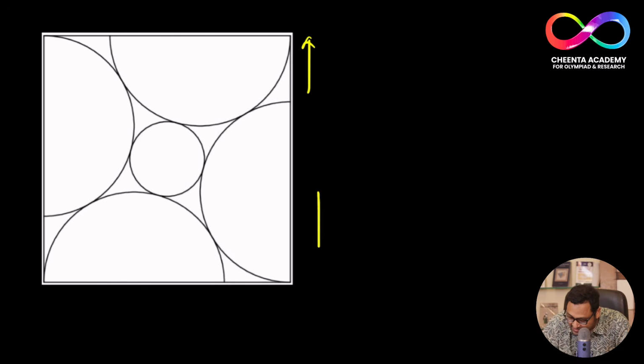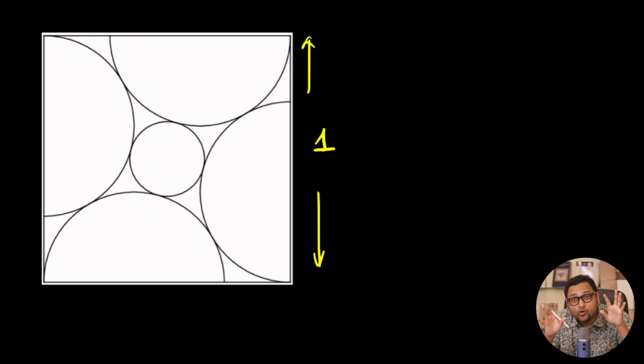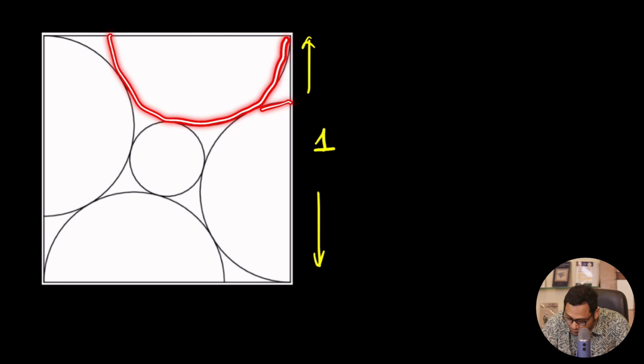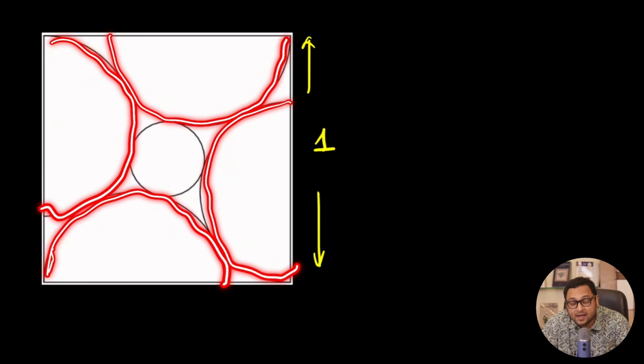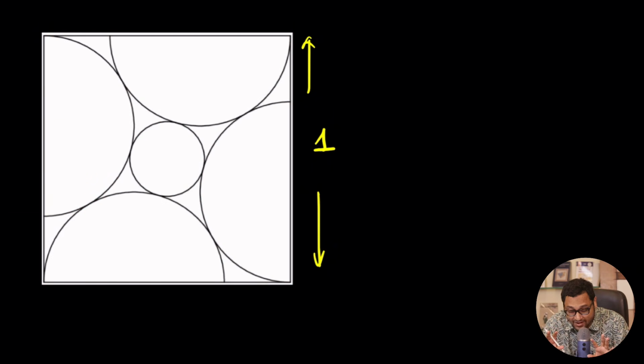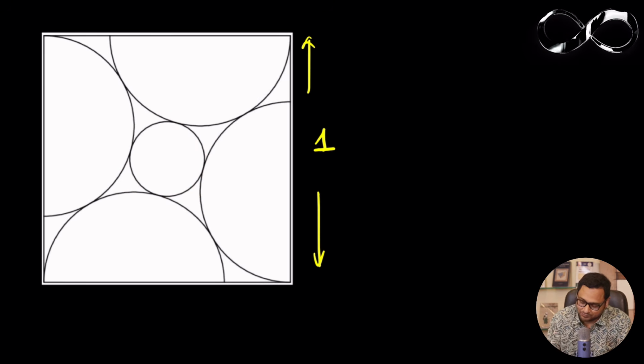So what the problem says is that there is a square. Everything is happening inside the square. The side length of the square is 1. And there are 4 semicircles, 1, 2, 3, 4, inside this square. And there is a sort of a small circle which is sandwiched between the 4 semicircles.